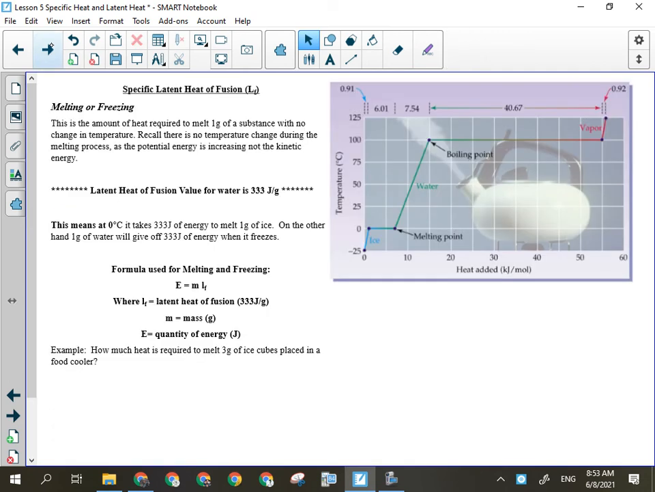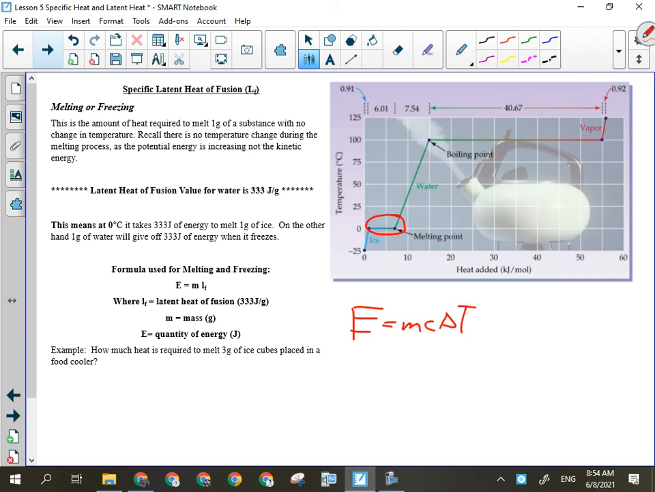All right, so the amount of heat required to melt 1 gram of a substance with no change in temperature. So we're looking at this part of the graph. Okay, that's where the latent heat of fusion comes in. Okay, I can't use E equals mc delta T for this part of the graph. Why not? There's no change in temperature.